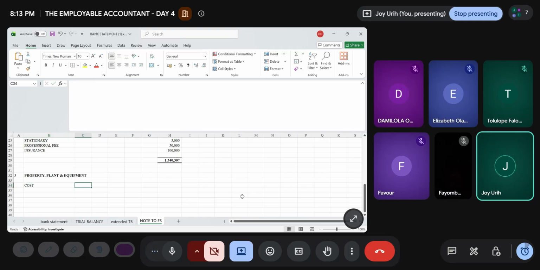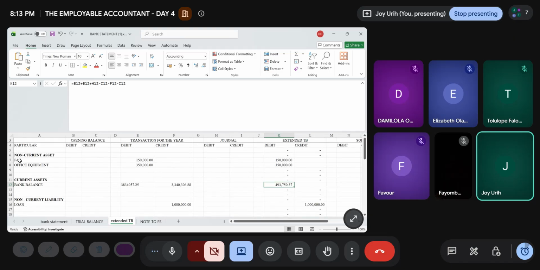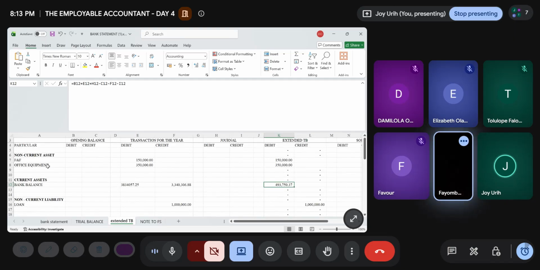So from our extended TB, we have two non-current assets here: the furniture and fittings and the office equipment.